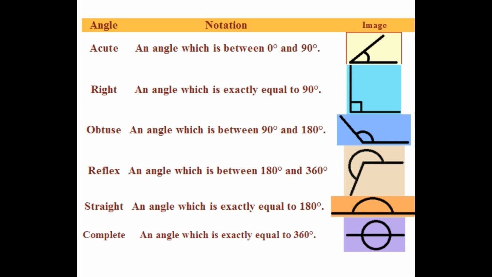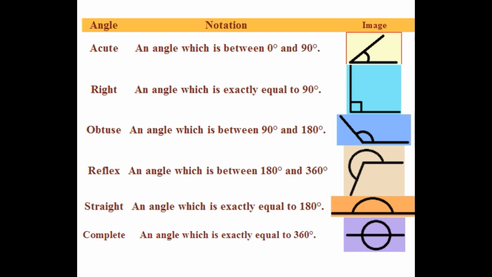Come to the next type, that is the obtuse angle. An angle which is between 90 degree and 180 degree. That means more than 90 degree and less than 180 degree. That is an obtuse angle. You see the third diagram, that is an obtuse angle. You see, it is more than 90 degree.